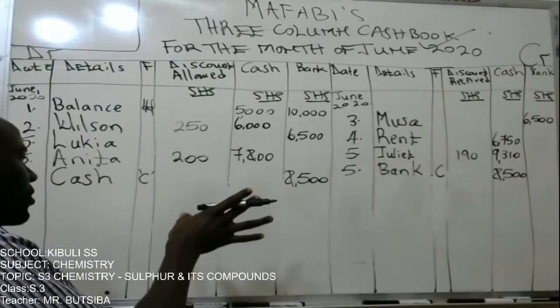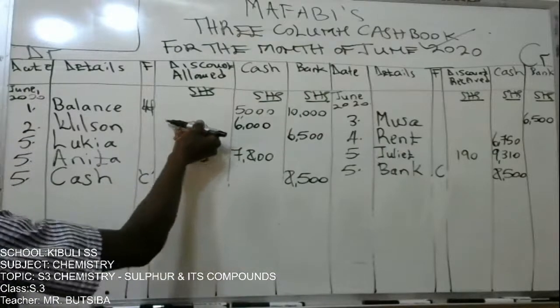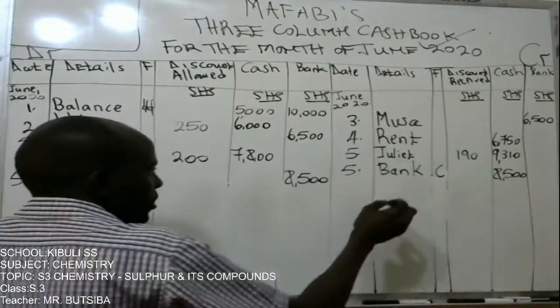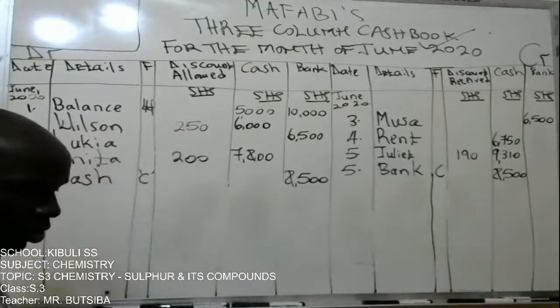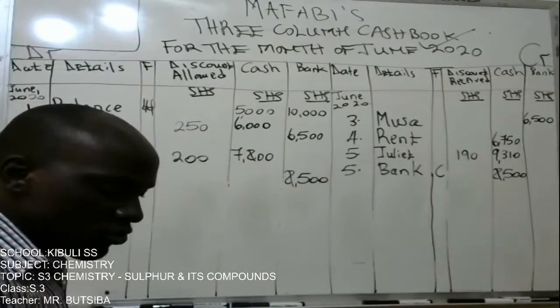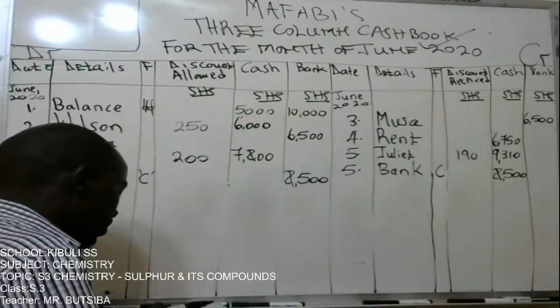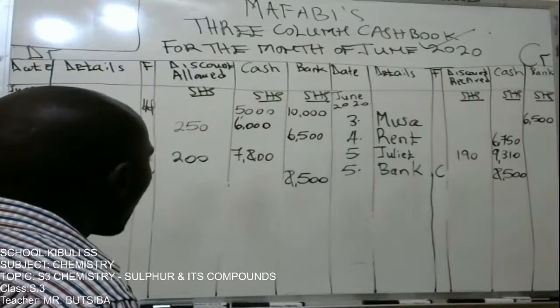So you have completed. You have recorded in your 3-column cash book, capturing the respective discount columns. So after recording, the next move is to balance off your 3-column cash book.